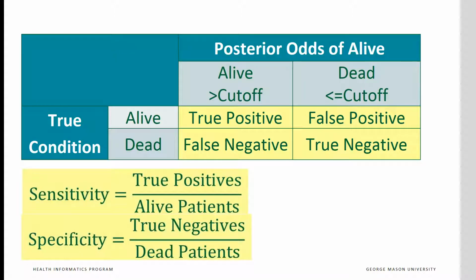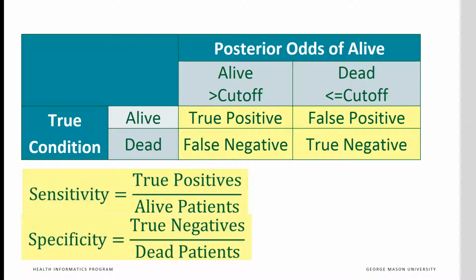Let us try to calculate sensitivity and specificity for a model that is predicting patients' prognosis. If we are predicting whether the patient lives 6 months, then the true condition is the status of the patient at the end of 6 months. The posterior odds for being alive is calculated through the predictive model. If these odds exceed a cutoff constant, then we will predict the patient will live 6 months, and otherwise we will predict he will die within 6 months.